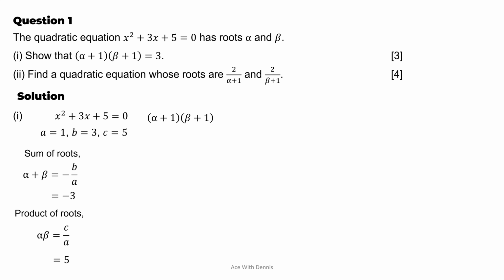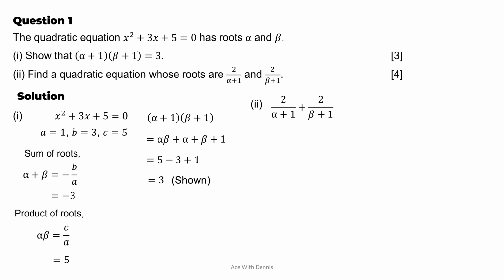Hence, alpha plus 1 times beta plus 1 equals alpha beta plus alpha plus beta plus 1. So alpha times beta we know is 5, alpha plus beta is negative 3, and plus 1, and the value will be 3. Hence shown. Part 2.